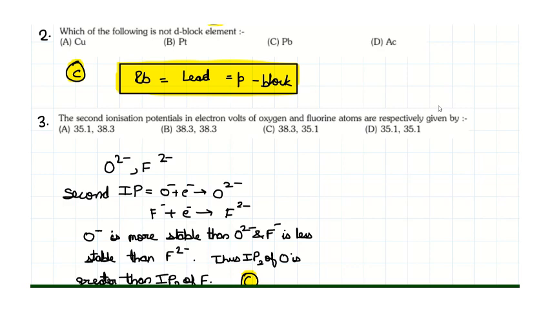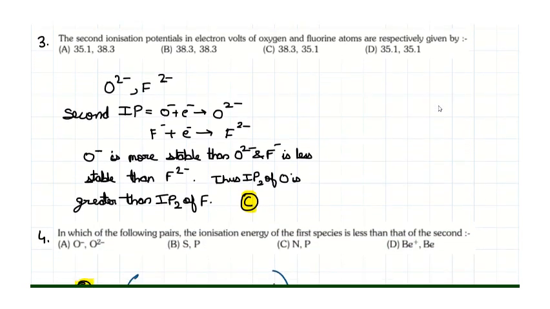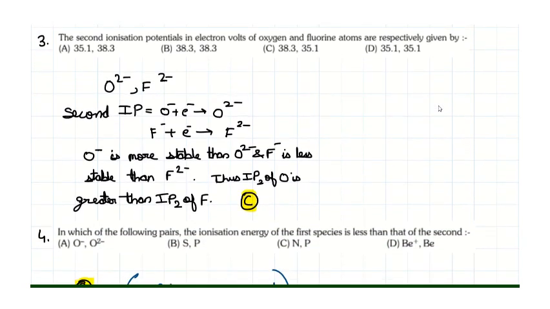The third question, the second ionization potentials in electron volts of oxygen and fluorine are given by dash. Now O minus is more stable than that of O2 minus, but F minus is less stable than that of F2 minus. Thus we would have the ionization potential 2 of O greater than the second ionization potential of fluorine, and option C is correct.